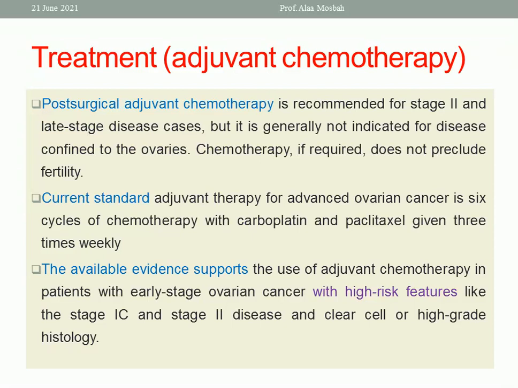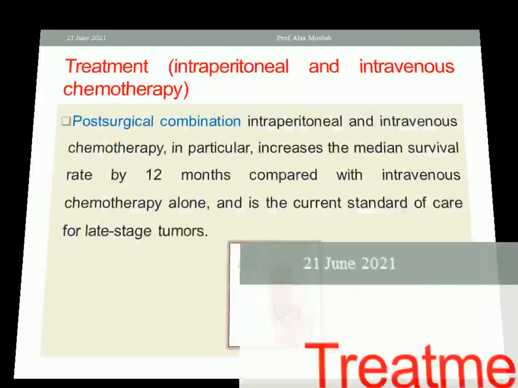We need 6 cycles of chemotherapy with carboplatin and paclitaxel, given every 3 weeks. The available evidence supports the use of adjuvant chemotherapy in patients with early-stage ovarian cancer with high-risk features like stage 1C and stage 2 disease and clear cell or high-grade histology.